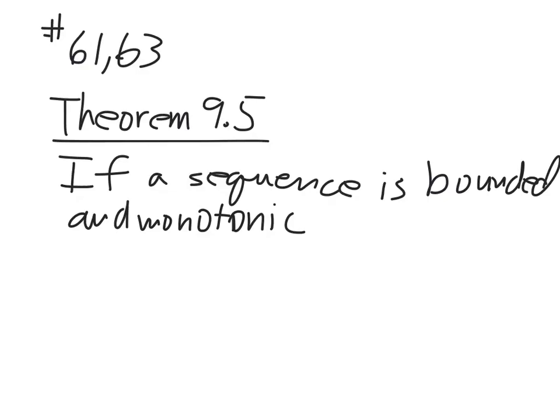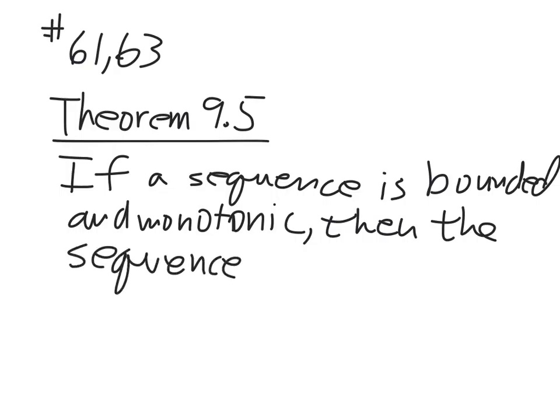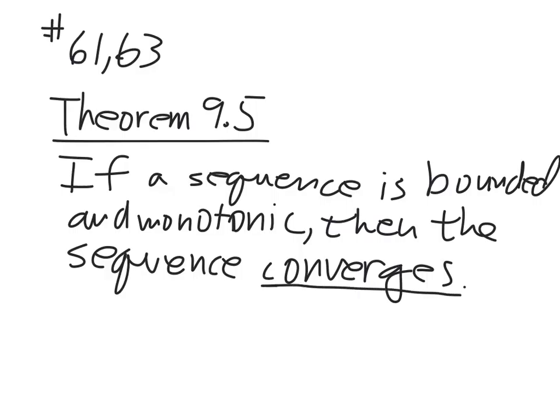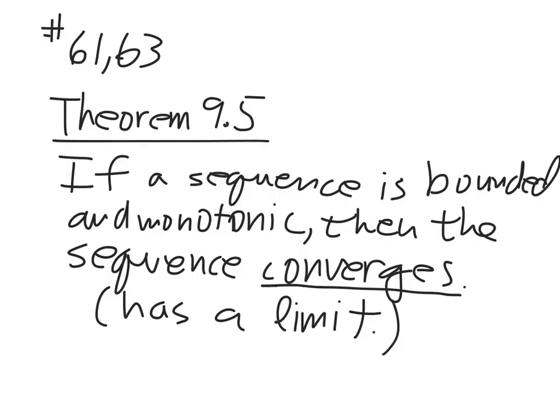Monotonic means continually increasing or continually decreasing. Then the sequence converges. Now, the online materials would say the sequence has a limit. Well, if the limit exists, it converges to that value. So again, same concepts, but a little different terminology that we use here.